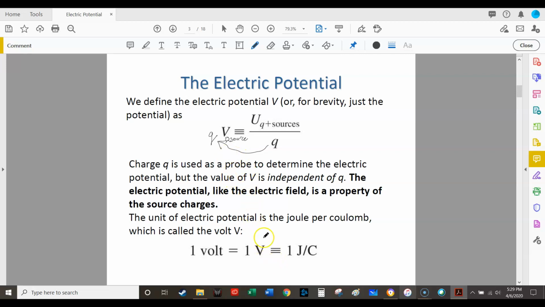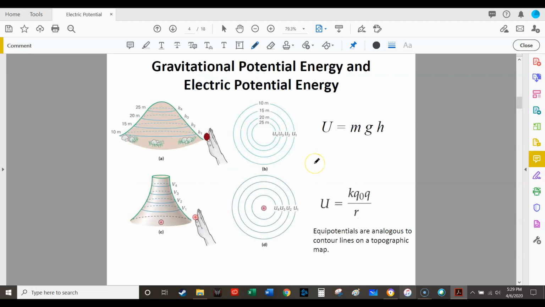So voltage is equal to joules per coulomb. That means U, since it's an energy, is going to be in terms of joules. V is in volts, and Q is in coulombs. Well, there are two similarities. Again, U is a stored energy, or is called a potential energy.